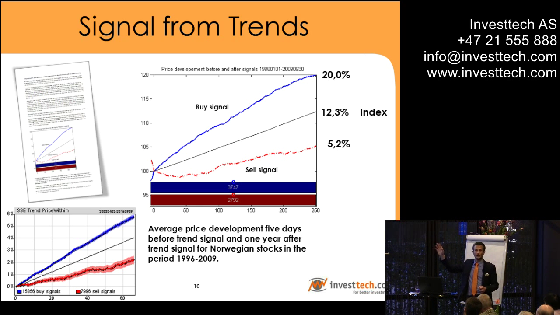In the same period, 2,792 stocks came into a falling trend. What we saw was that stocks that came into a falling trend started the first month with a fall of 1.1%. But on average, from when the signal was given to the year end, it gave an average return of 5.2%. The index in the same period gave an average return of 12.3%. But stocks that came into a rising trend gave an average return per year of 20%.